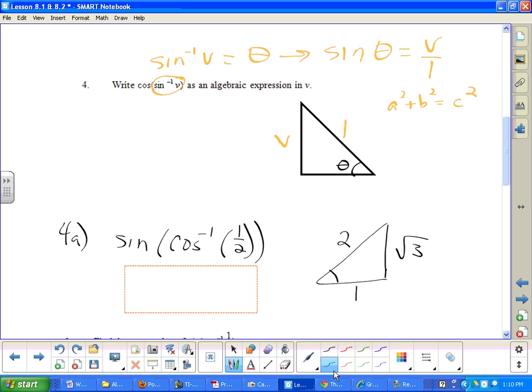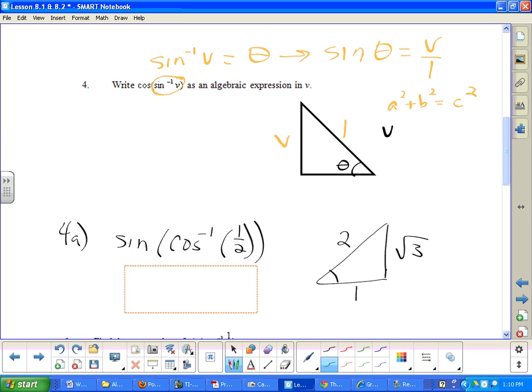If I have a number by itself, it's always over 1, right? I need a fraction because I need to have the opposite and the hypotenuse. If I gave you 3, you would assume that's 3 over 1, correct? So if I give you anything, as a fraction it's that thing over 1.